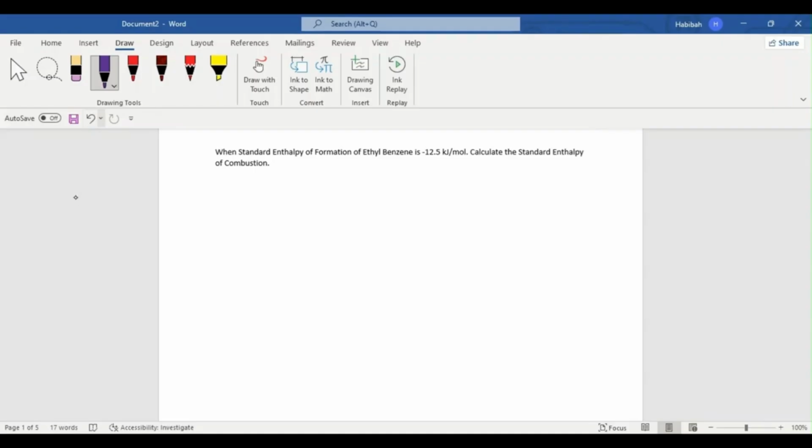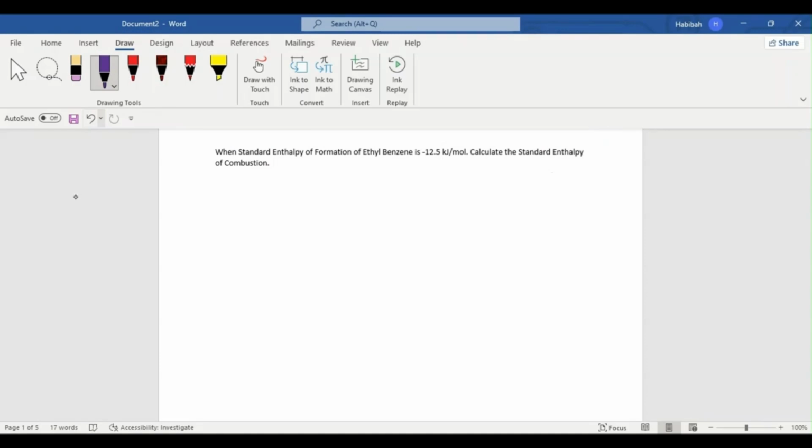So the first thing you have to do is note that the standard enthalpy of formation of ethyl benzene is given. We're just going to say ethyl benzene is EB for now. So that would be the standard enthalpy of formation of ethyl benzene, EB, which is equal to negative 12.5 kilojoule per mole.